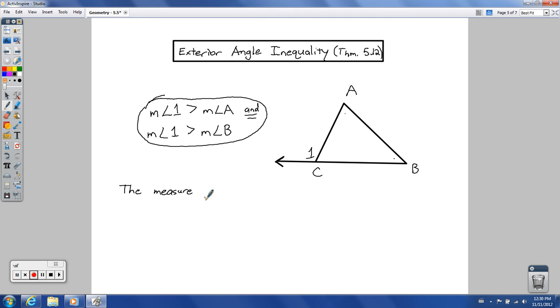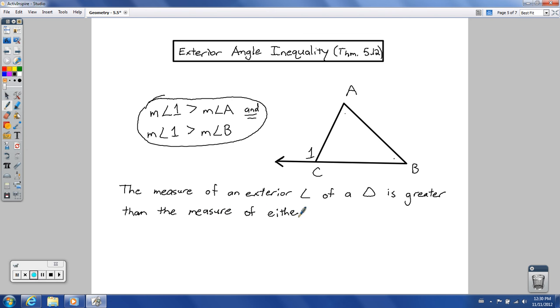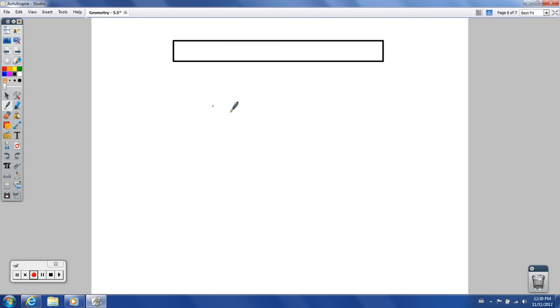So the measure of an exterior angle of a triangle is greater than the measure of either of the two non-adjacent interior angles. So what I'm saying again by that, this is bigger than this by itself, and this one's bigger than this by itself. And let's check out the other theorem in this one.